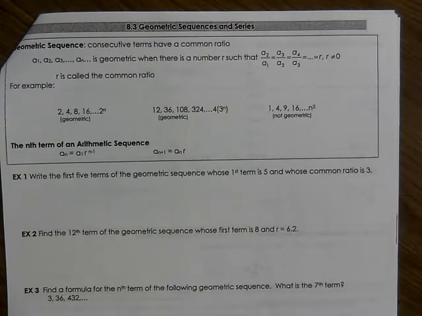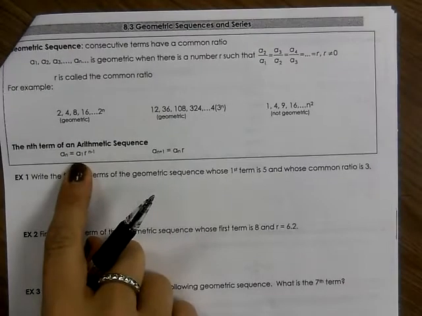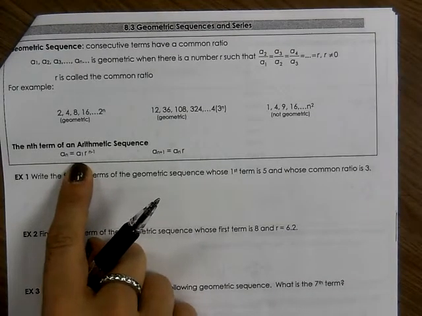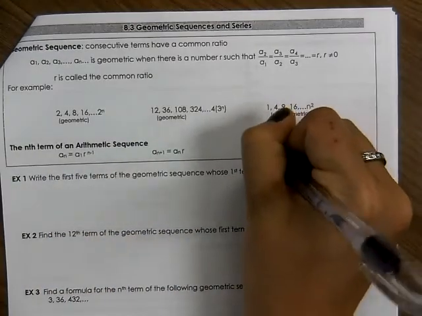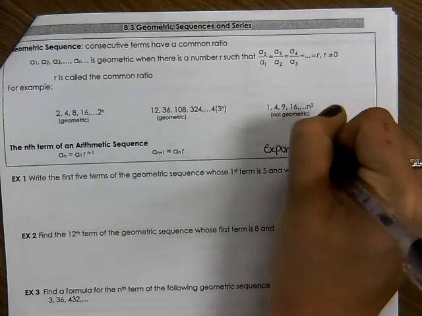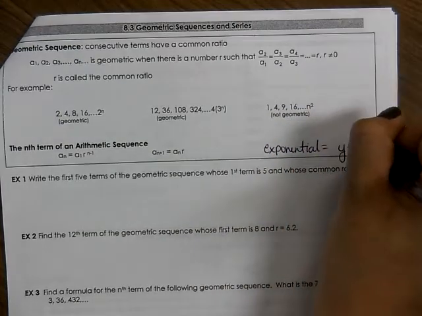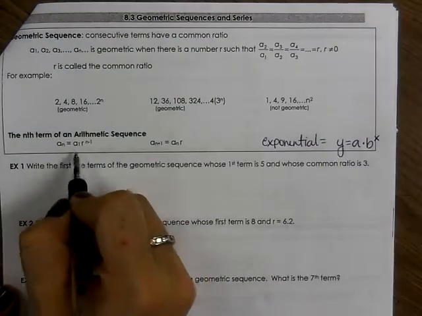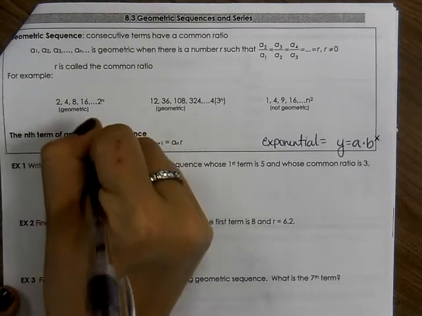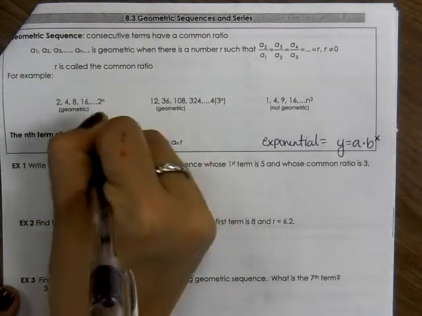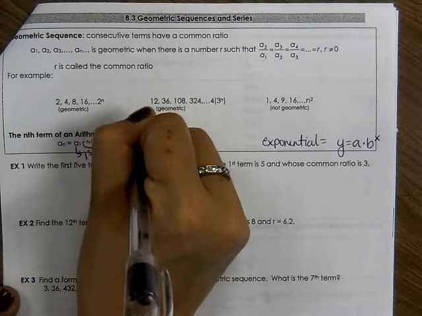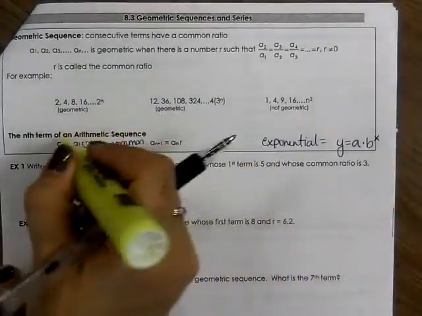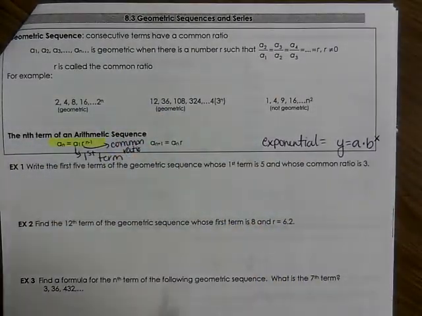The nth term is going to be this pattern right here. So geometric sequences follow basically the pattern of an exponential function. We know that an exponential function looks like y equals a times b to the x. Well, this is the same type of pattern. a sub 1 is your first term, and then r is that common ratio. Notice that r is raised to the power of n minus 1. So we want to memorize this.